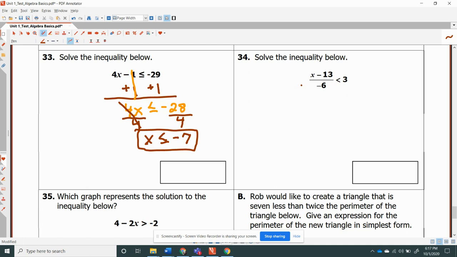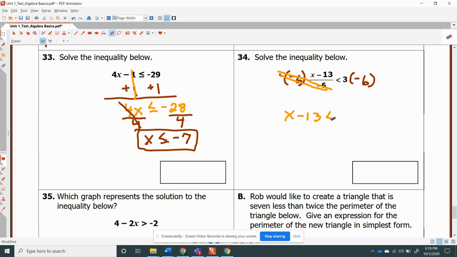In this problem, it would be best to get rid of the denominator first. If you have a variable and a constant in the numerator, let's get rid of that denominator. Whatever you do to one side of an equation or inequality, you do to the other side. So this will cancel, and that leaves us with x minus 13 is less than, oh, what do we need to do?